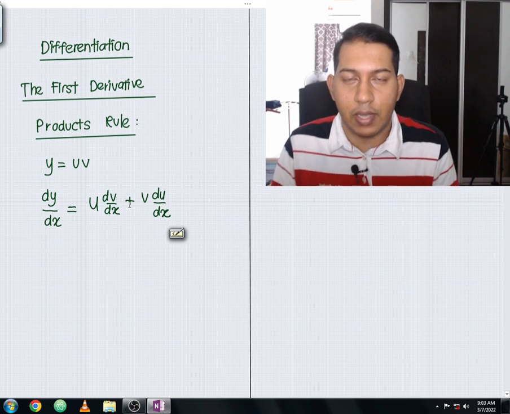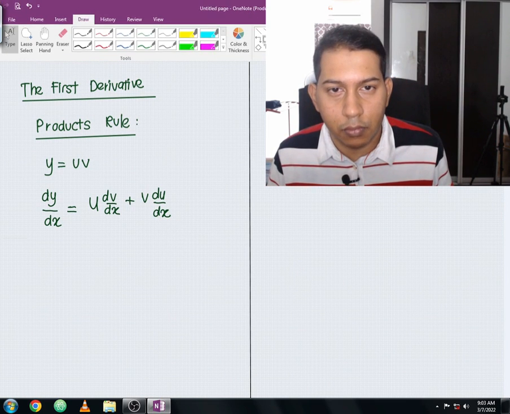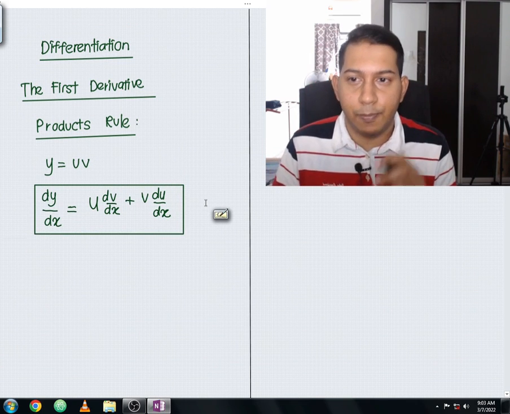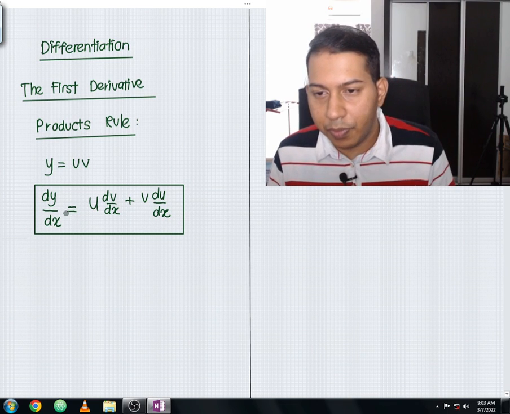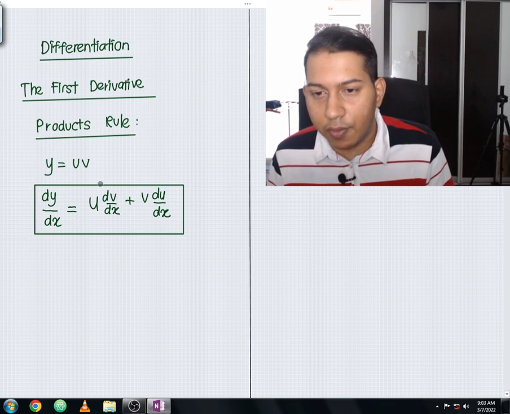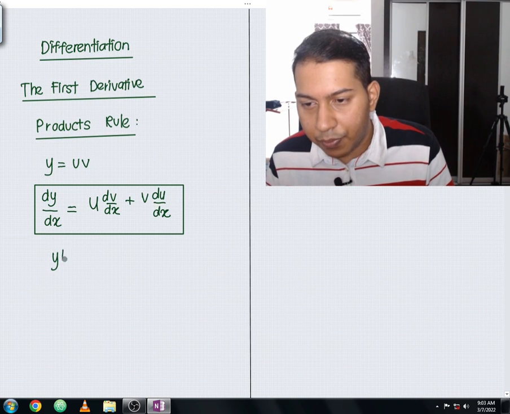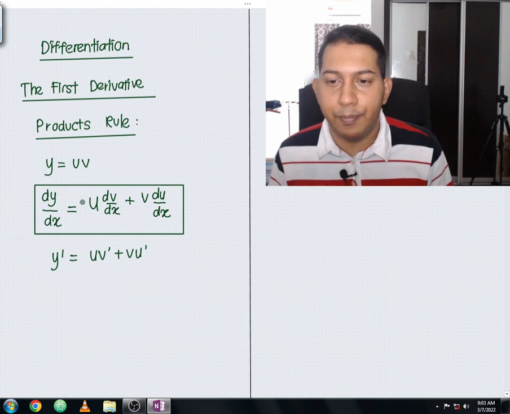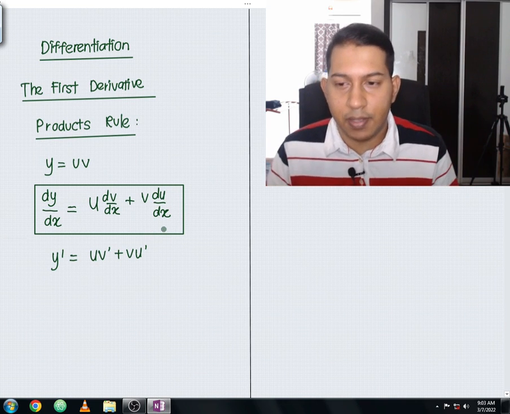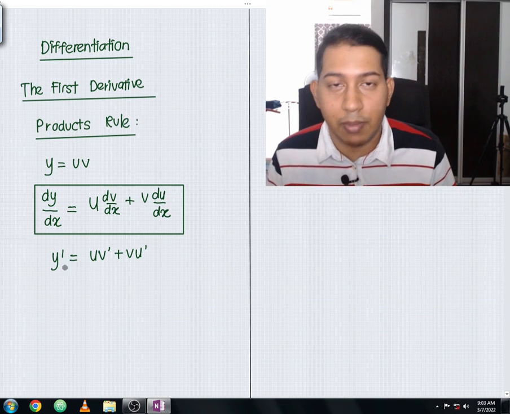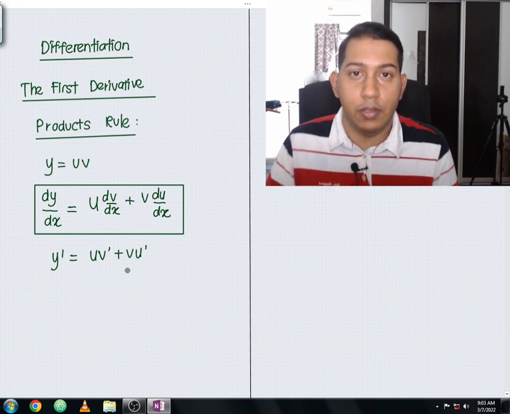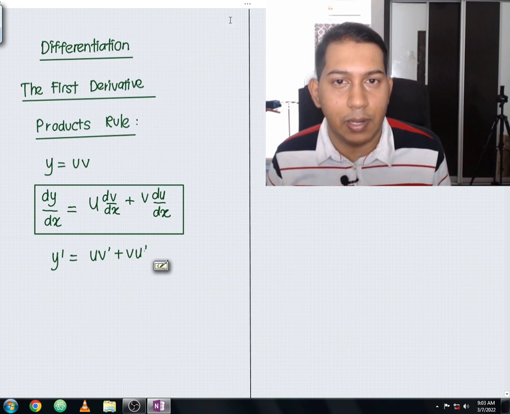Let me box this. So this is actually your product rule, guys. Make sure you remember this formula, because this formula is crucial. Besides writing in this form, you can also write this formula in this way, where y prime is equal to u v prime plus v u prime. If you think that this takes a big space, you can just write it in this simple way also. It is acceptable, guys. Either way is fine. Let me just box this as well.